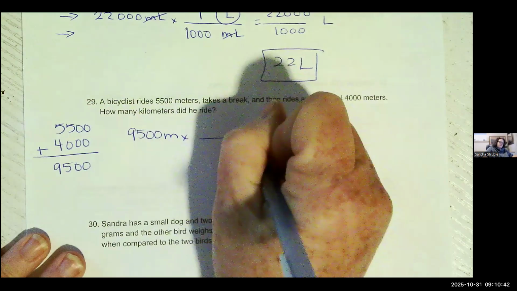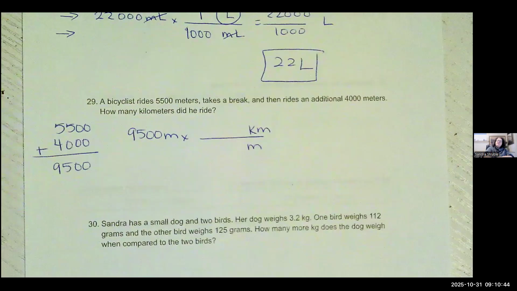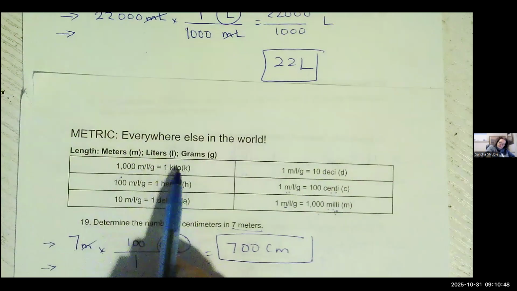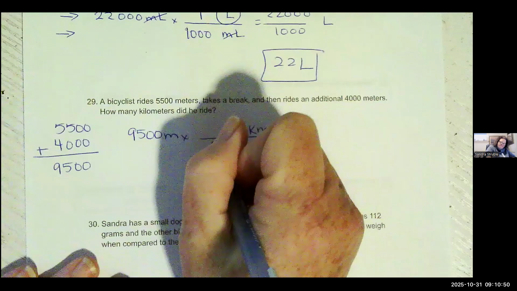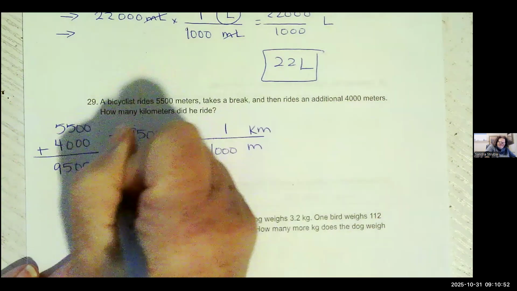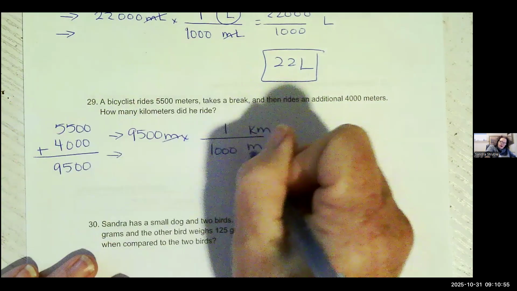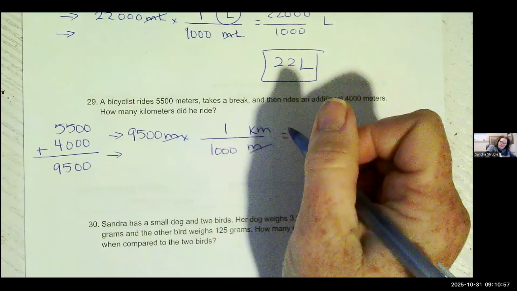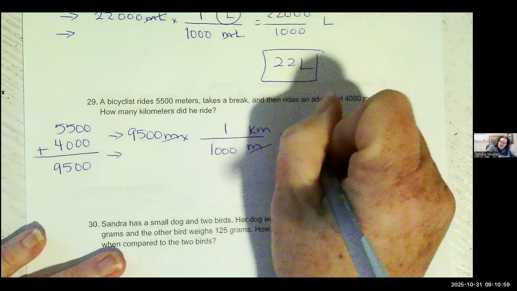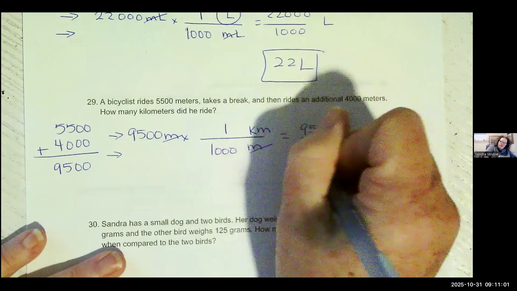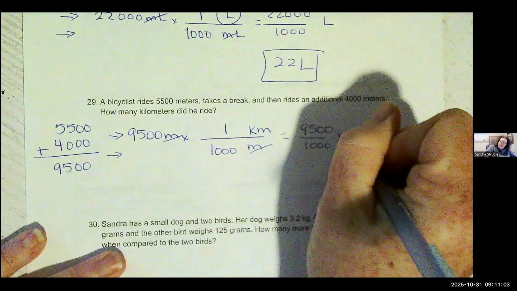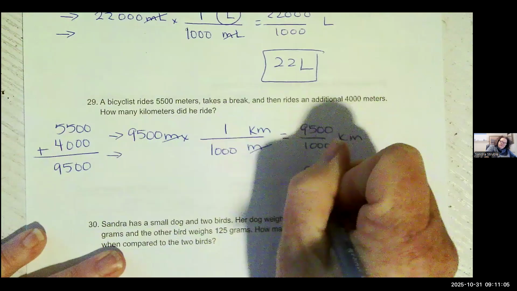We want to know what the meters are in kilometers. And we do have a direct path there because there are 1,000 meters in 1 kilometer. Multiplying straight across. 9,500 over 1,000, and this is kilometers. So this is 9.5 kilometers that he rode.